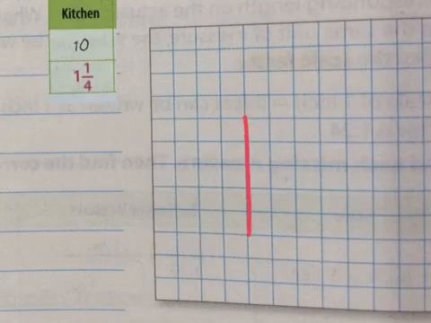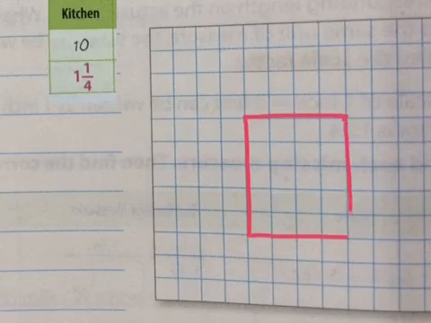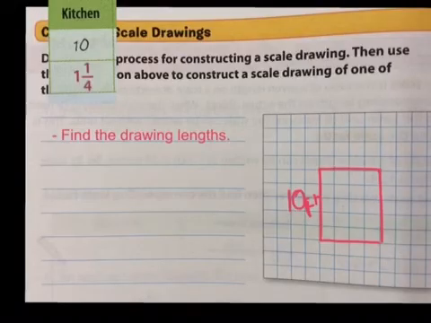Now they don't tell us the width, so we can make up the width. I'm just going to make the width 1 inch, like that, and then bring it right down. And there's my length, and my length here is 10 feet. You see that? Okay, so copy down the steps so that you know how to do this.